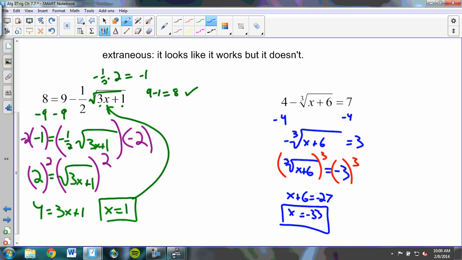I'm going to check that as well, so I plug negative 33 in for x. Negative 33 plus 6 is negative 27. The third root of negative 27 is negative 3. 4 minus negative 3 equals 7, so that one's good also.